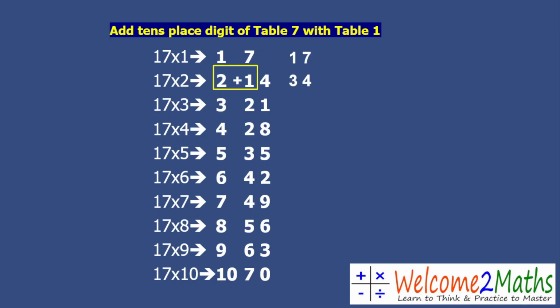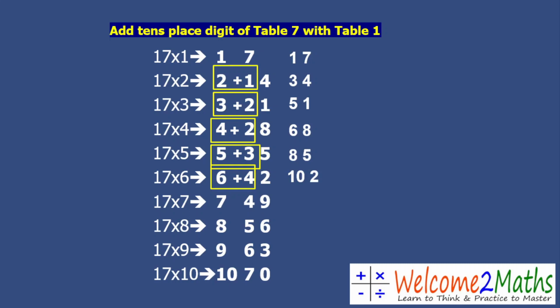Okay, now let's do it. So 17 threes: 3 plus 2 is 5 and we write 1 as it is, so it's 51. Now 17 fours: 4 plus 2 is 6 and we write 8 as it is, so it's 68. Now 17 fives: 5 plus 3 is 8 and then 5, so it's 85. Now 17 sixes: 6 plus 4 is 10 and then we write 2 as it is, so it's 102.